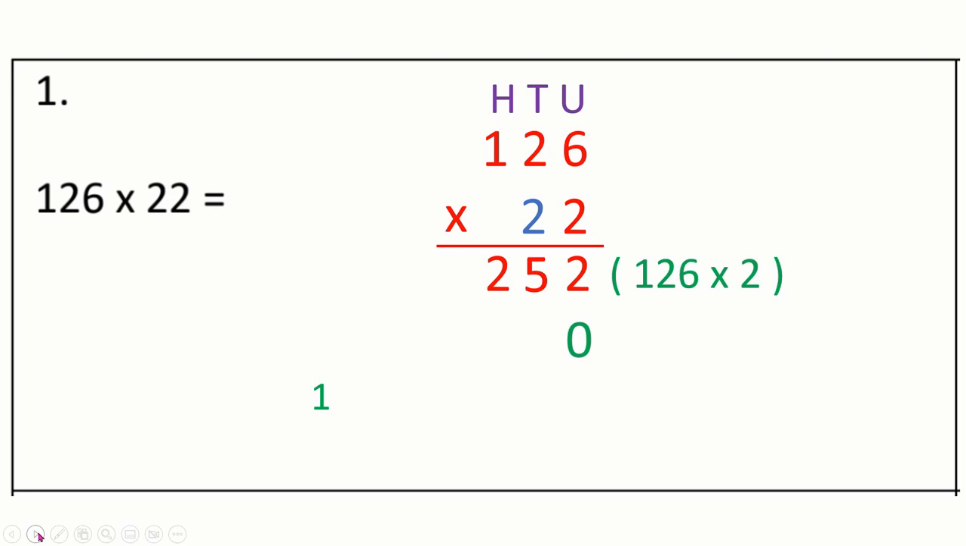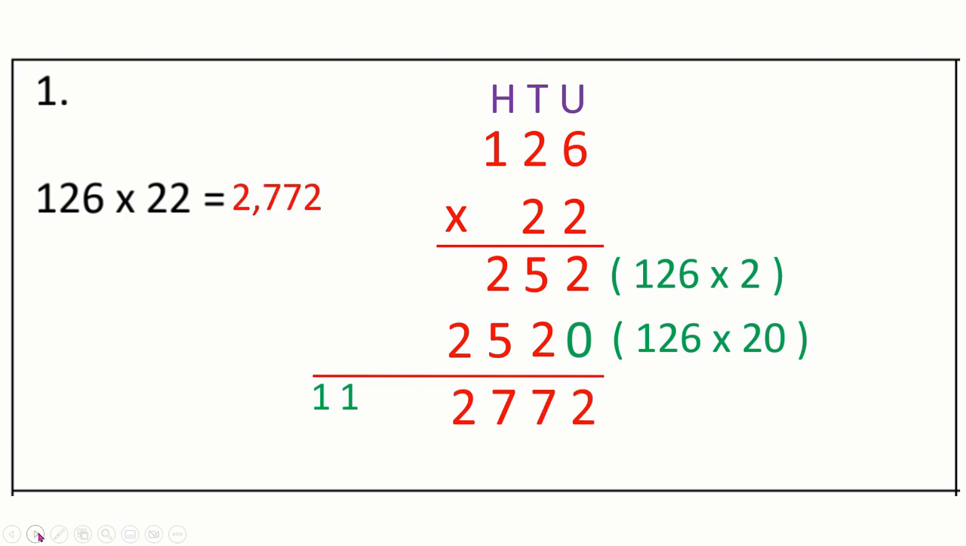6 times 2 is 12. Put down your 2, carry the 1. 2 times 2 is 4, plus your 1 that you're carrying is 5. 1 times 2 is 2. That's the answer to 126 multiplied by 20. Now we just have to add those two lines together. And your answer is 2,772.